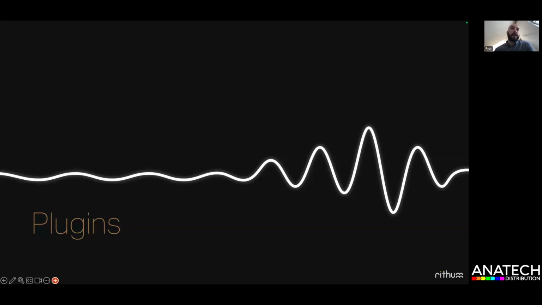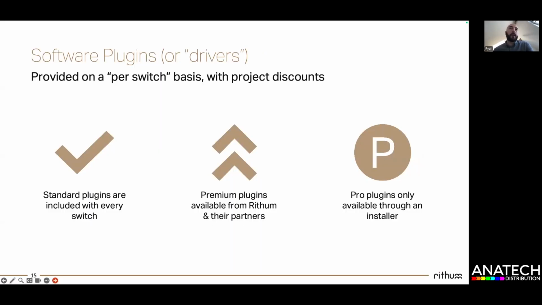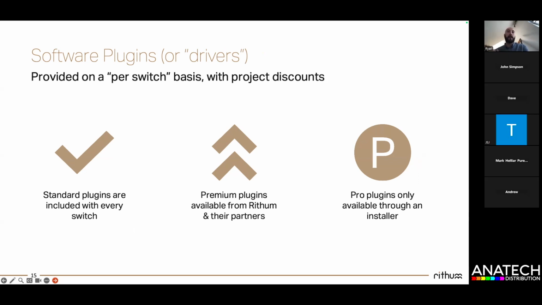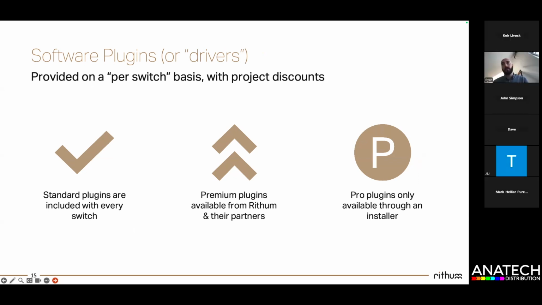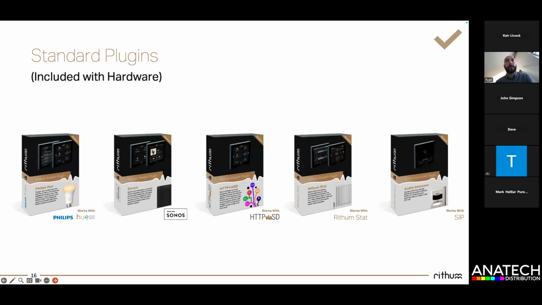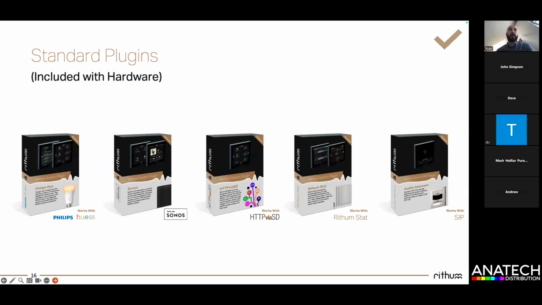We operate a hybrid model, so each Rhythm Switch or Rhythm Switch Pro ships with a set of plugins or integrations as standard. Then there's some plugins or integrations that are sold online or through our partners. And then there's some pro plugins that are primarily sold through our installer network. So included with the hardware with Rhythm Switch and Rhythm Switch Pro is Philips Hue, Sonos, HTTP via SD, Rhythm Stat, and with Rhythm Switch Pro specifically, audio intercom.